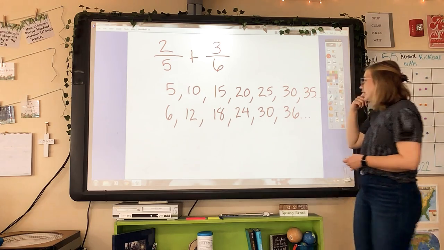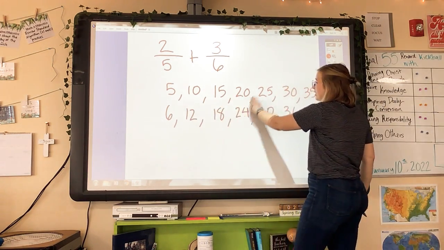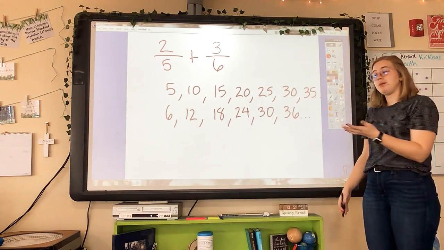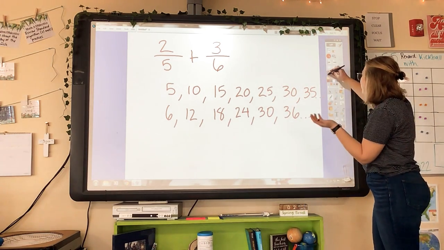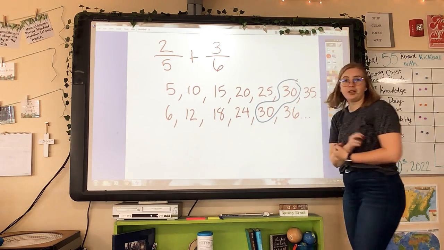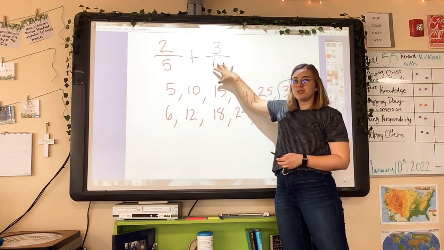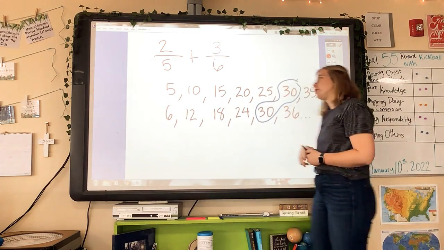They go on forever. Then I look at both lines and see what the smallest number is that they have in common. You might have seen it already, but 30 is the smallest number that they have in common. So we're going to change both of the bottom numbers on these fractions to be 30. I'll show you how to do that.